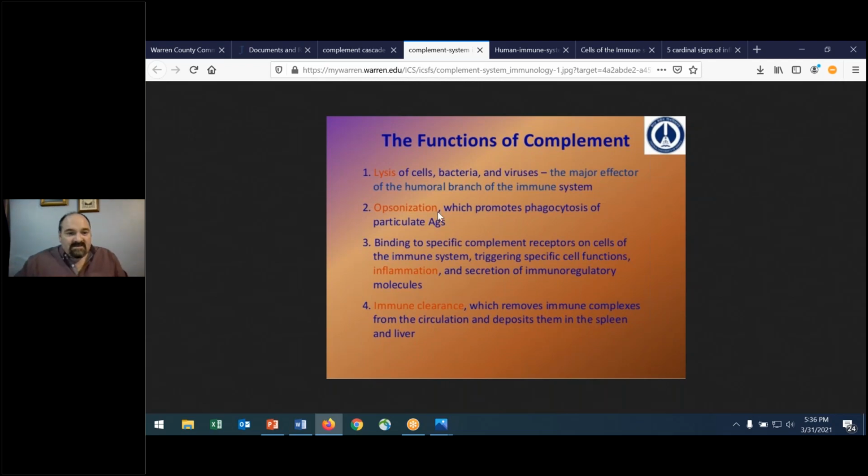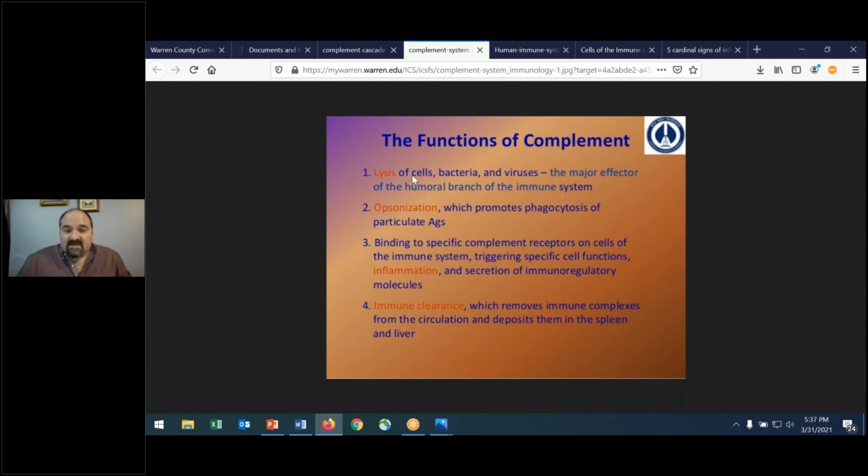One, opsonization promotes phagocytosis of particular antigens, okay? So what goes on is that they are marking these infected cells or these bacterium for destruction by macrophages, right? By neutrophils. Here, I for inflammation, right? Contributing to the inflammatory response, binding to specific complement receptors on cells of the immune system, triggering specific cell functions, right? Contributing to the inflammatory response, which is the initial response to any type of pathogen going on, as far as that first line of defense.